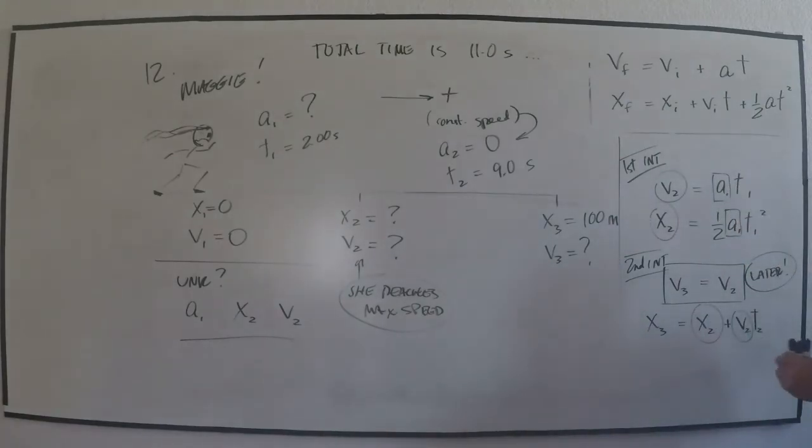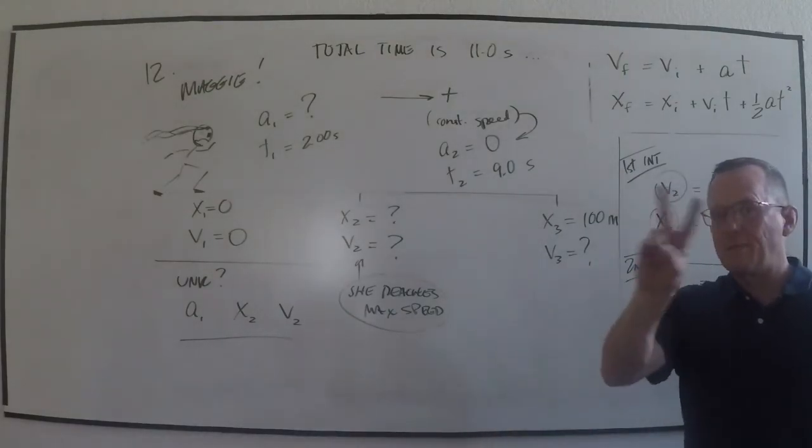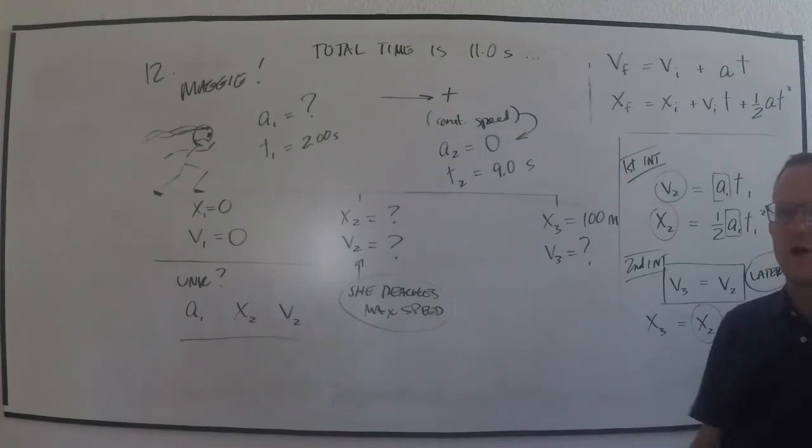Now, notice all 3 of them appear in 2 places. V2 and A, X2 and A, X2 and V2. Like you got all 3 pairs. What do we need to do? We need to eliminate 2 and solve for a third.